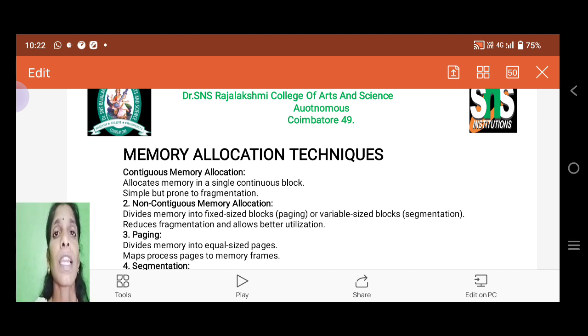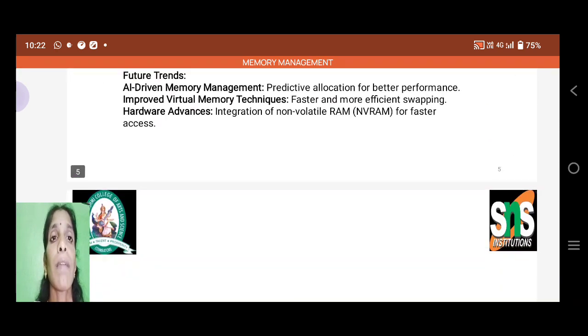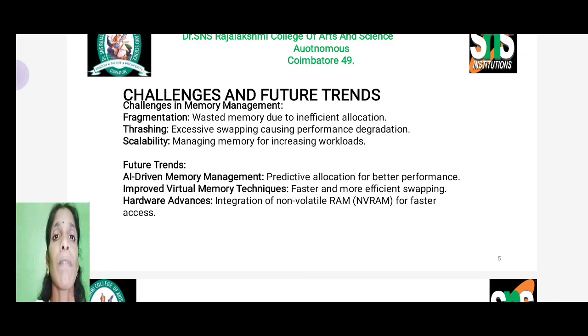In future we can apply some AI driven memory management schemes for complex tasks, when the number of processes may be high. So at this time we can use advanced management schemes in future needs.